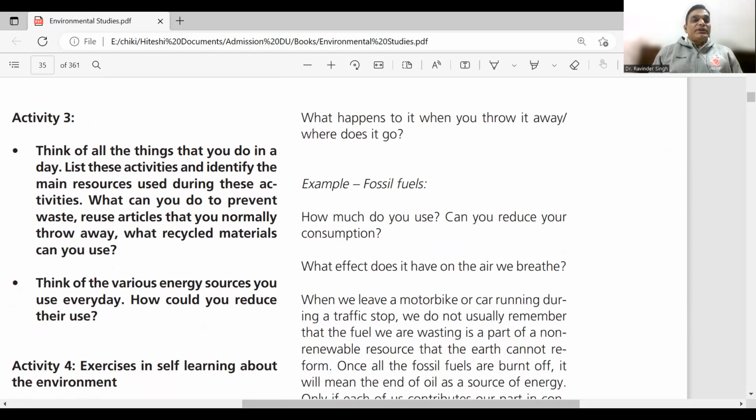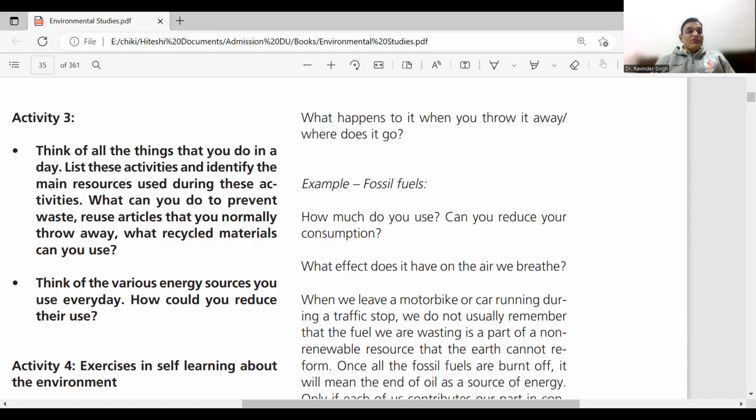Activity 3. Think of all the things that you do in a day. List these activities and identify the main resources used during these activities. What can you do to prevent waste? Reuse articles that you normally throw away.